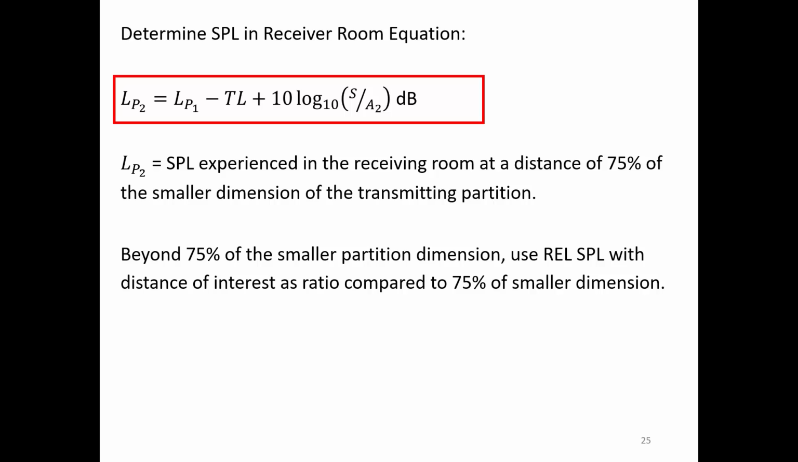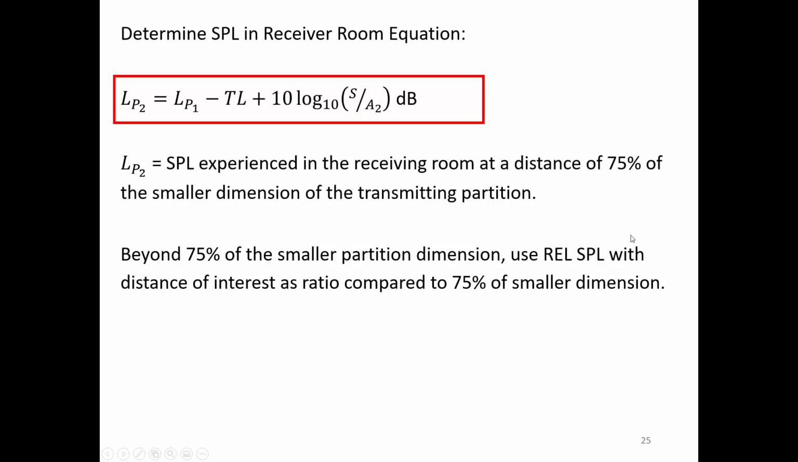Now, for determining the sound pressure level in the receiver room version of it. That receiving room sound pressure level is the sound pressure level experienced in the receiving room. So this is pretty critical for doing any kind of analysis. LP2 is the sound pressure level experienced in the receiving room at a distance of 75% of the smaller dimension of the transmitting partition.